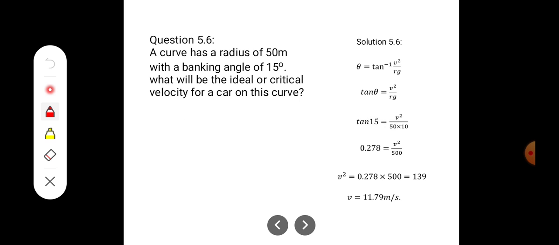Okay, so this is the last point for this topic.